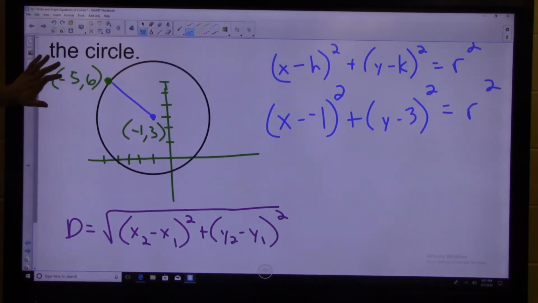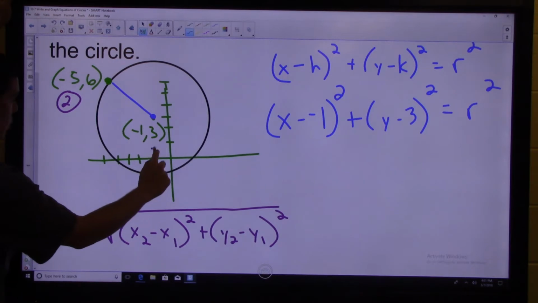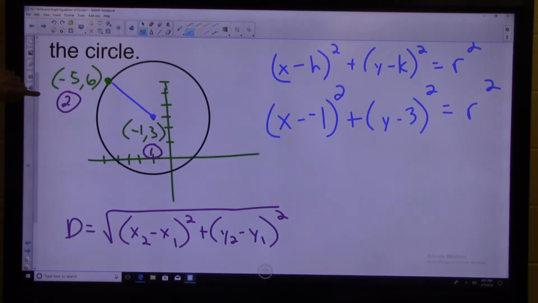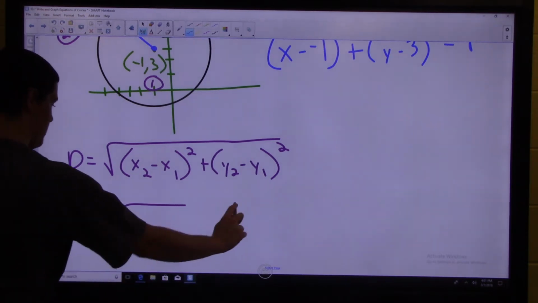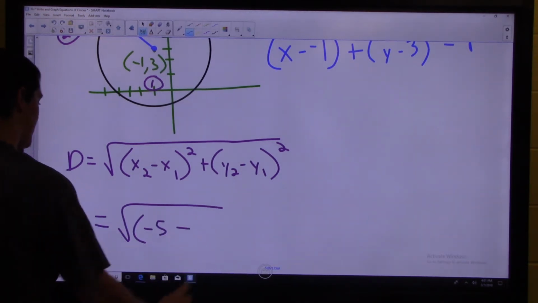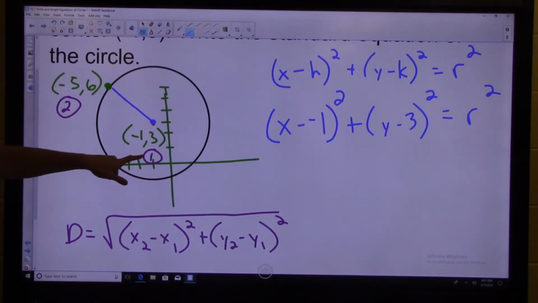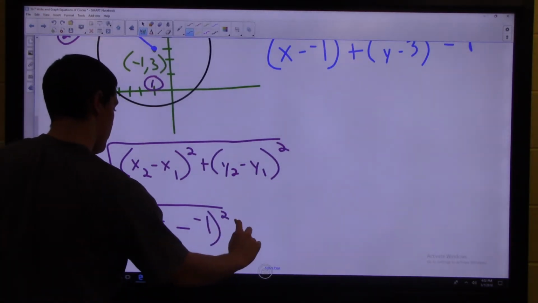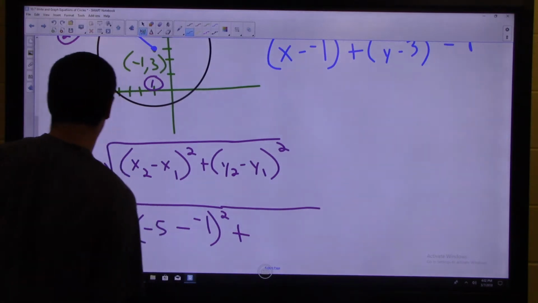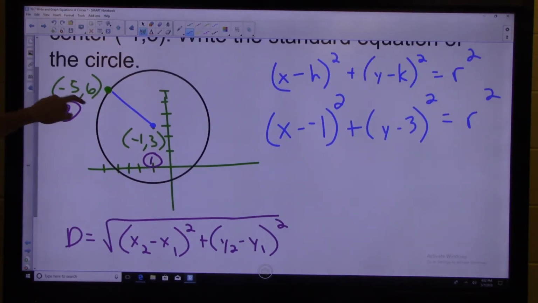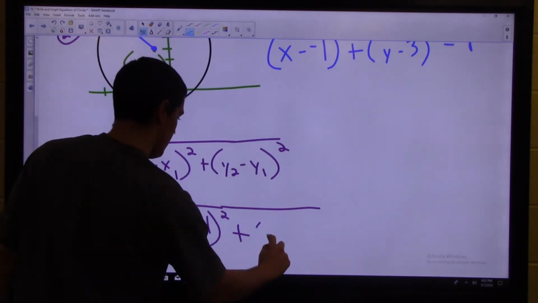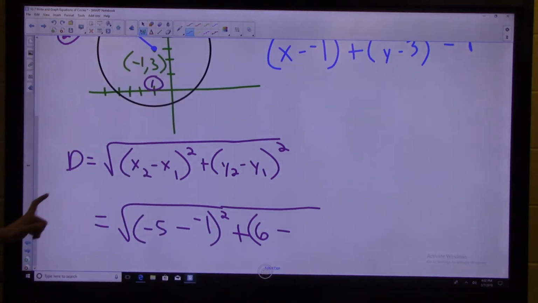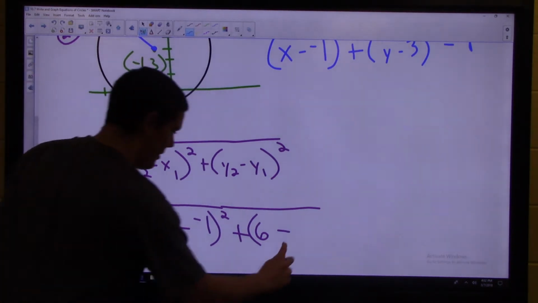So whatever you want to call point 2, how about we call this guy point 2 again? That guy point 1. So what is the x coordinate for point 2? And the answer is -5. -5 minus x1. The x coordinate for point 1 is -1. So it's going to be minus -1 squared plus. Okay. My y coordinate for my second point is 6. My y coordinate for the first point is 3 squared.